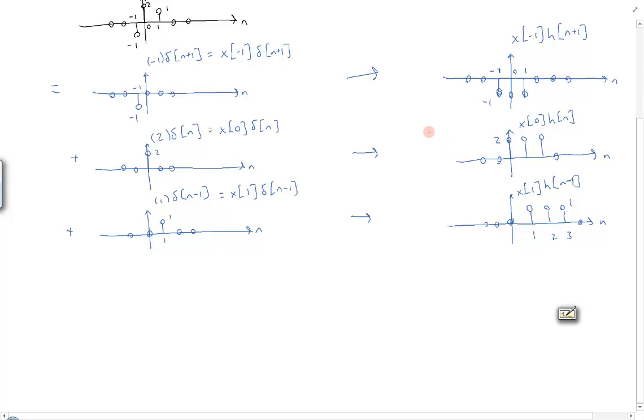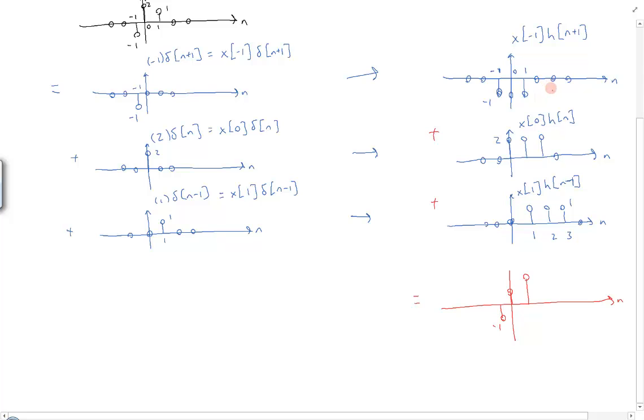So we add up all of these. We're going to get a total system response, which is just adding up each one of these point by point. So everywhere beyond -1 is going to be zeros. At -1, the only component comes from here, and so that's going to be at an amplitude of -1. At 0, we get -1 plus 2, so it's going to be 1. At 1, we get -1 plus 2 plus 1, so that's going to be an amplitude of 2.